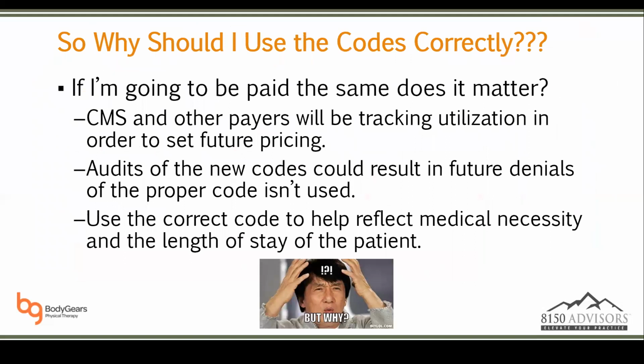If you're not going to get paid different, why does it matter? Well, Medicare and your other payers are tracking utilization in order to set future pricing. So we want the data to be accurate so that when the pricing does come along, your information is correct. If they begin to audit these new codes and you're not using the proper code, that could result in future denials. And remember that the correct code is going to help reflect medical necessity and the length of stay of the patient.